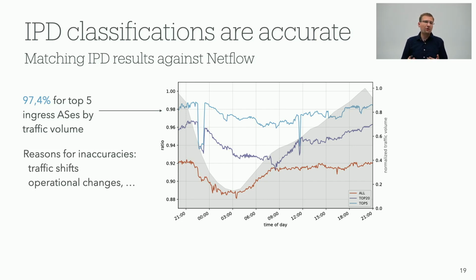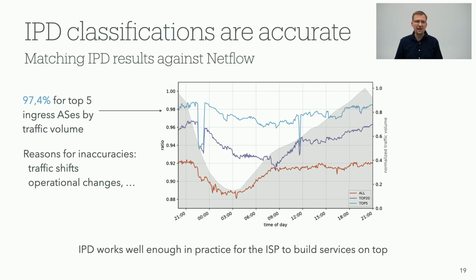However, there are a number of inaccuracies that we report in detail in the paper. In a nutshell, these are due to traffic shifts, operational changes, and kind of expected changes in the network. In summary, we can say that the ingress point detection works well enough in practice for the ISP to build services on top of it.